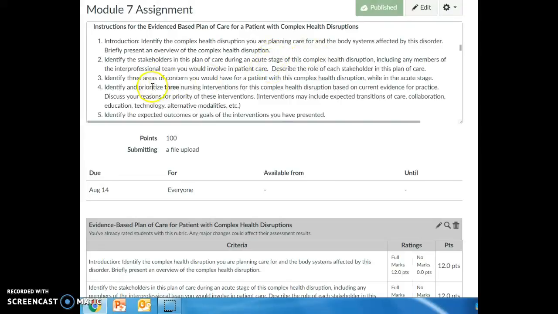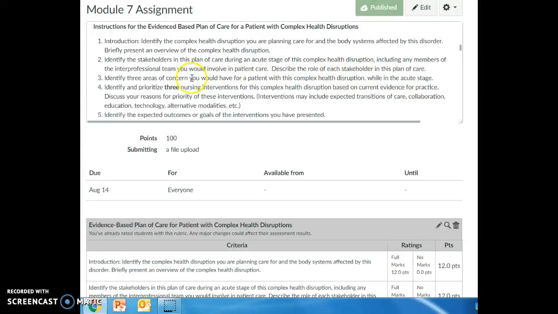So your next heading could be stakeholders. That way, you know you're covering this criteria. When you look at stakeholders, who are the people in the interprofessional team that you're going to involve in this patient's care? Then you're going to describe each person's role. You could use a subheading listing all those people, or you could summarize this in paragraph form. The next topic is, what are your 3 areas of concern? This can tie in a little bit to the next one with your nursing interventions, but basically you are identifying your top 3 nursing diagnoses that you would have for this patient during this acute stage.